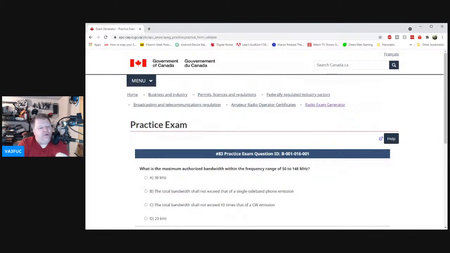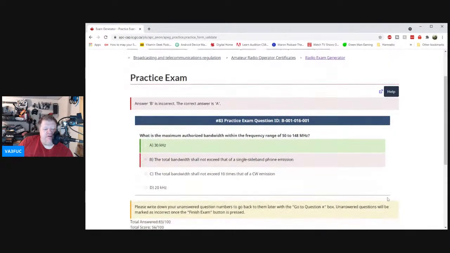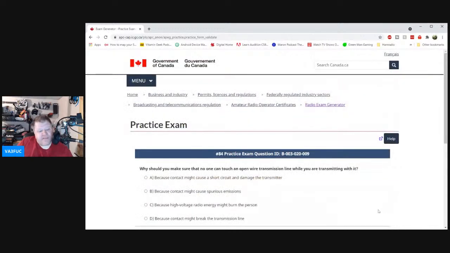What is the maximum authorization bandwidth within a frequency range of 50 to 148 megahertz? 30 megahertz? Total bandwidth shall not exceed the single sideband phone emission. The total bandwidth shall not exceed 10 times that of the CW transmit emission, or 20 megahertz. Oh boy, I forget what this is. I think it's the total bandwidth shall not exceed that of a single sideband phone emission. They are looking for A, 30 megahertz. Guys, just say kilohertz.